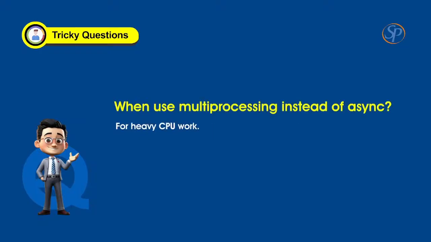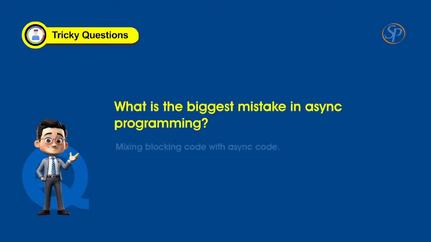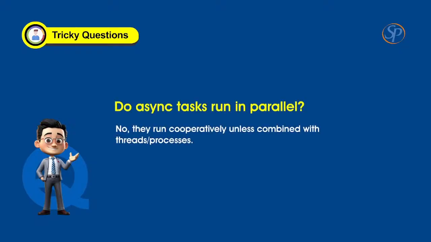When to use multiprocessing instead of async? For heavy CPU work. What is the biggest mistake in async programming? Mixing blocking code with async code. Do async tasks run in parallel? No, they run cooperatively unless combined with threads or processes.